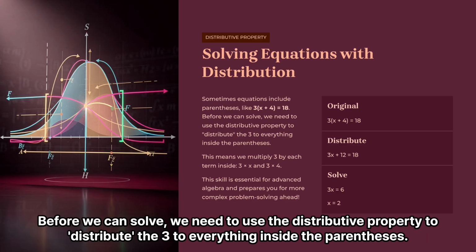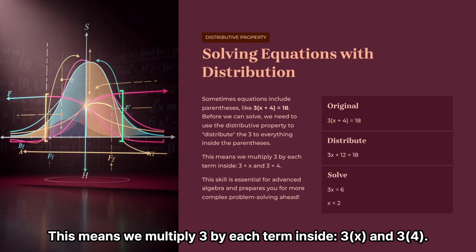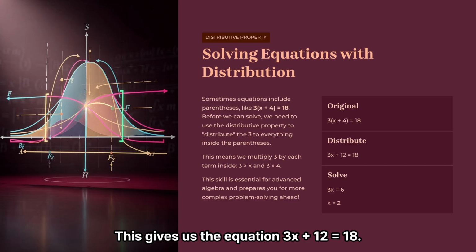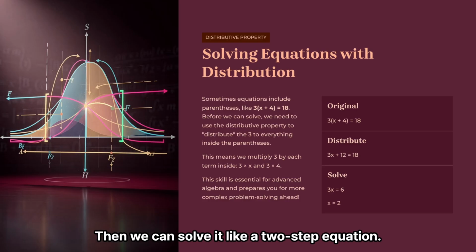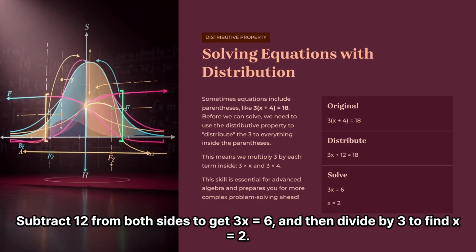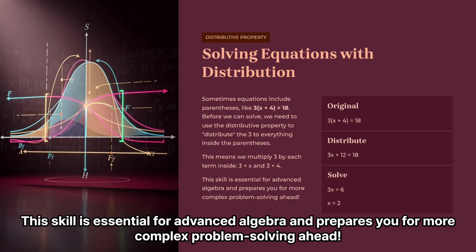Before we can solve, we need to use the distributive property to distribute the 3 to everything inside the parentheses. This means we multiply 3 by each term inside, 3 times x and 3 times 4. This gives us the equation 3x plus 12 equals 18. Then we can solve it like a two-step equation. Subtract 12 from both sides to get 3x equals 6. And then divide by 3 to find x equals 2. This skill is essential for advanced algebra and prepares you for more complex problem solving ahead.